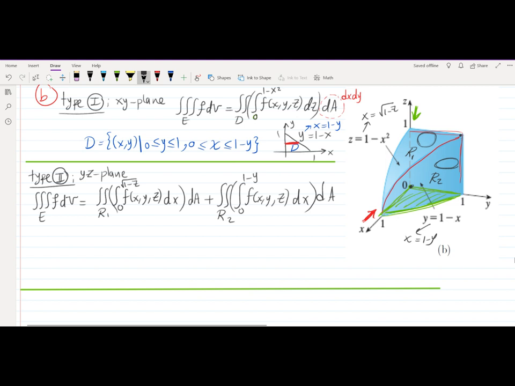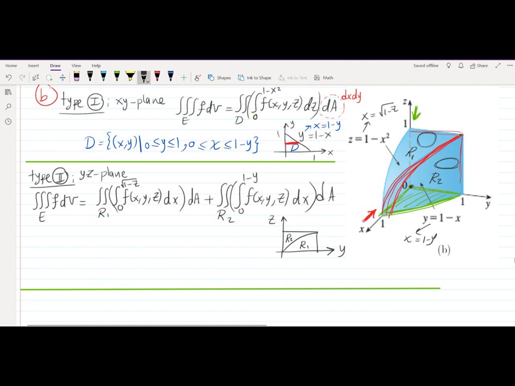And now, what about sketching the projection on the yz plane? It will be like this, as we explained before. In the yz plane, we will find this curve, which is the intersection between the two sheets. This is the intersection line, and it is bounded by this curve. So this is R2, and this is R1.